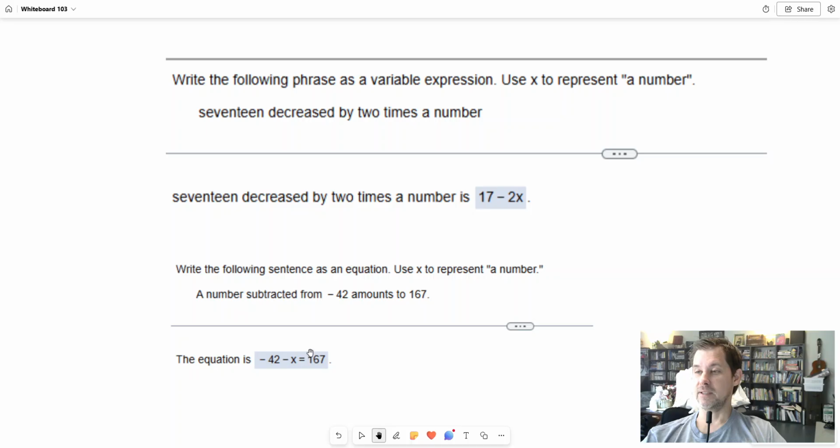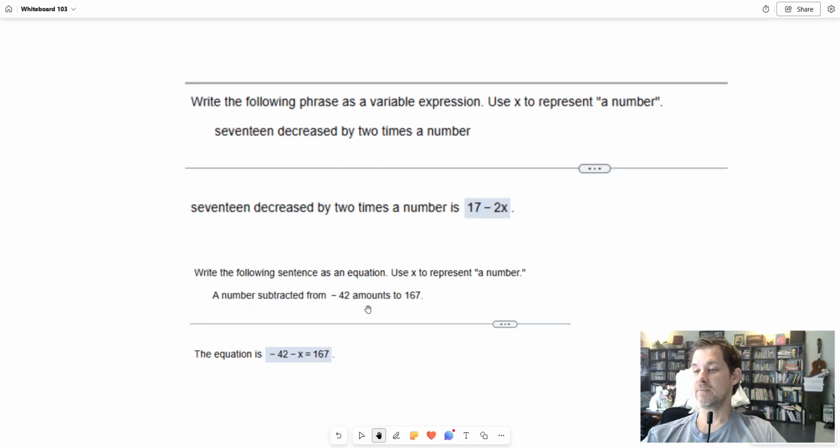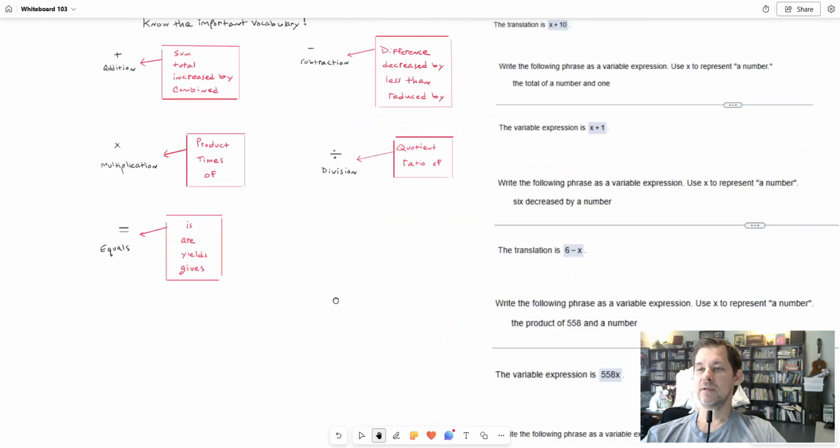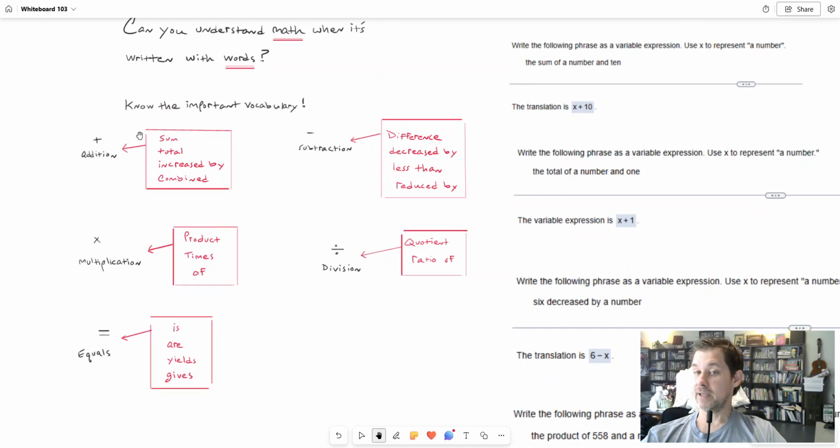So be prepared, as you go through and do math and learn more things, to encounter words that you maybe haven't heard in this context before. But as long as you know that the translations and the vocabulary exist, you can always find out what you need to know once you see it.